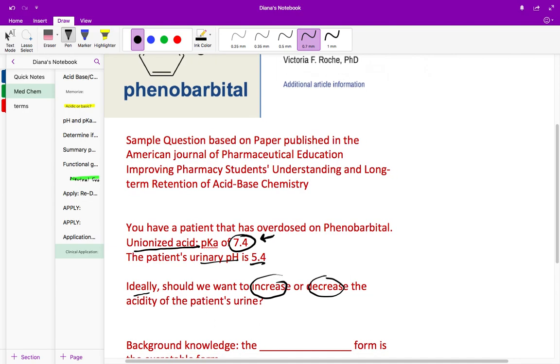So in other words, do we want the pH to be, for example, 4.4, where we decrease the pH of the urine, or do we want the pH to be higher than 5.4, like 6.4? Which of these two pHs for the patient's urine would actually help the patient get rid of this drug and help them with their overdose?